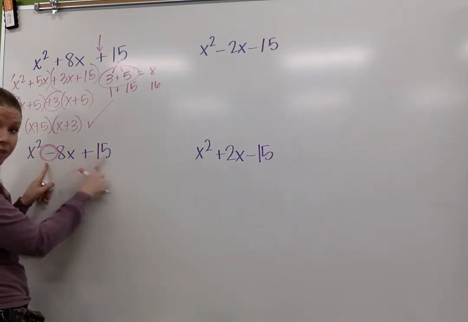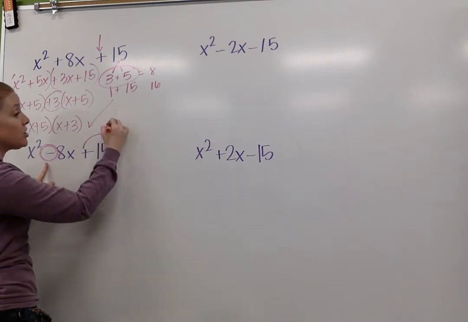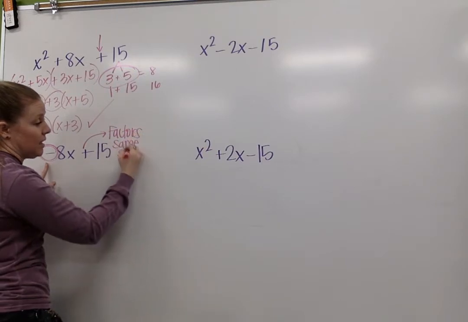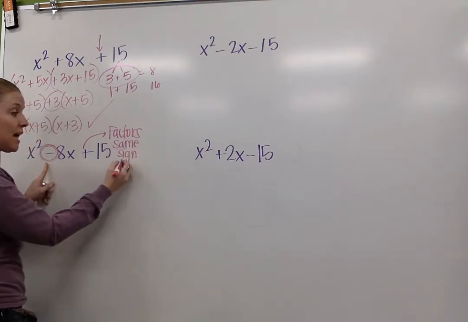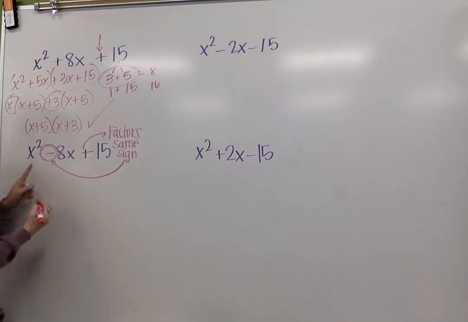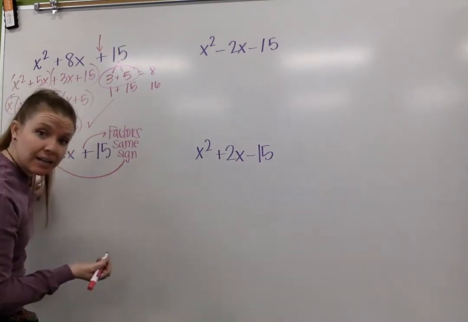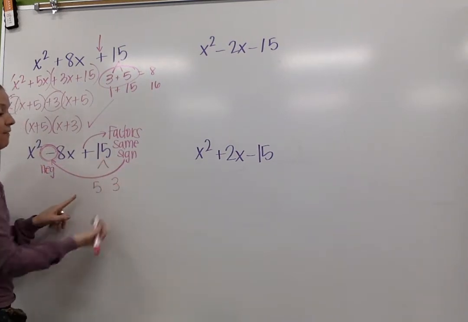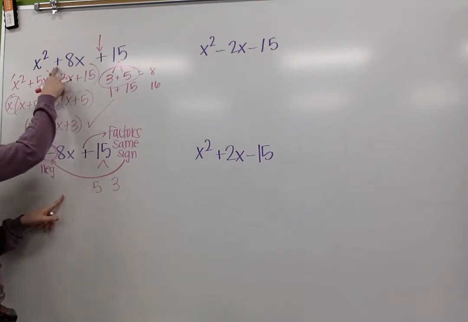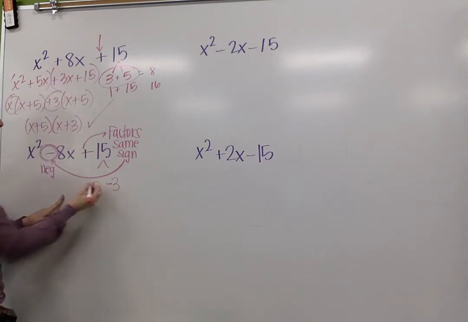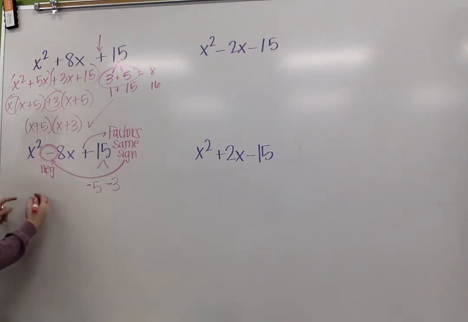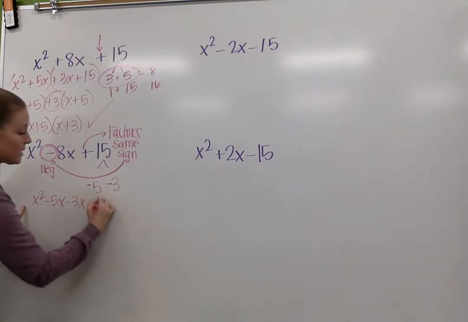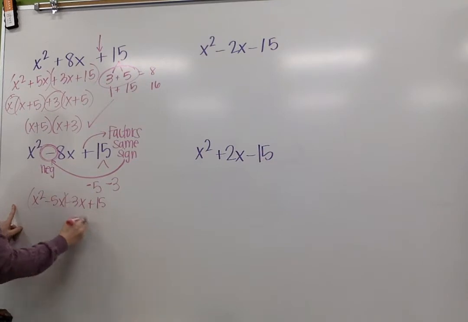This positive on the 15 tells me my factors have to have the same sign. Once I know that they have to have the same sign, I jump over here and it tells me that both of my factors have to be negative. So when I factor 15, I'm still looking at 5 and 3, but instead of them being positive, like our first example, here they have to be negative. So again, I can make the split, x squared minus 5x minus 3x plus 15, and then I group.